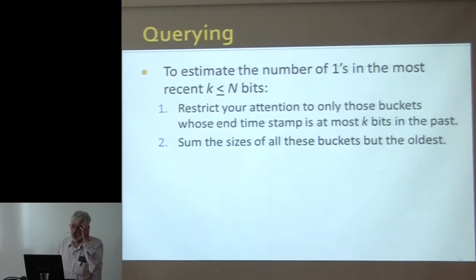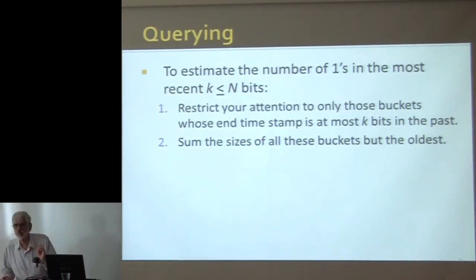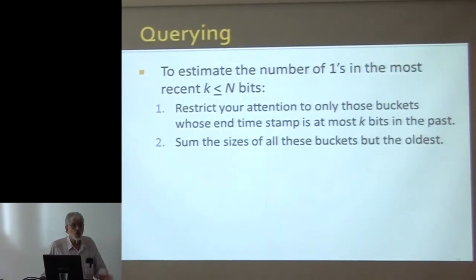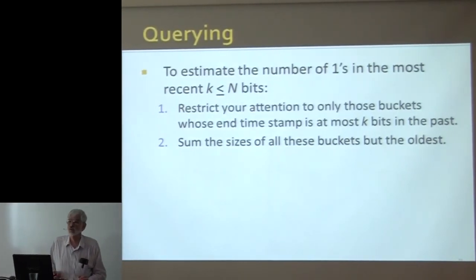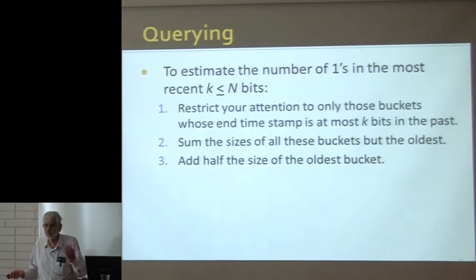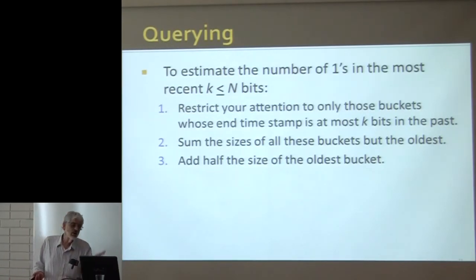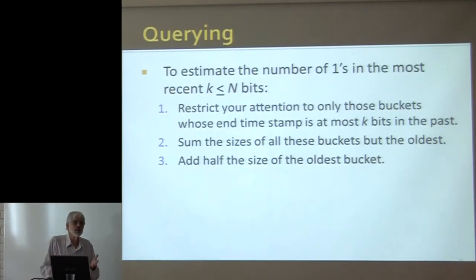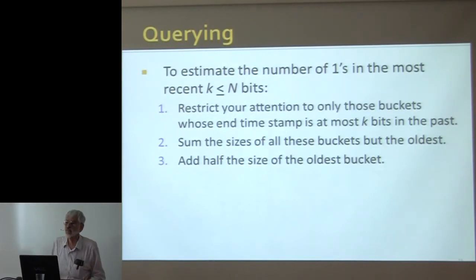But I do know this: of all of the buckets that are not the oldest, they begin within the last k time, within the last k inputs. Therefore, all of their 1s count toward the answer to the query. So I'll just add those, and then I've got this oldest bucket. I don't know how many of its 1s are within the k, so I'll just take a shot. I'll say half of them are in, and half of them are out.